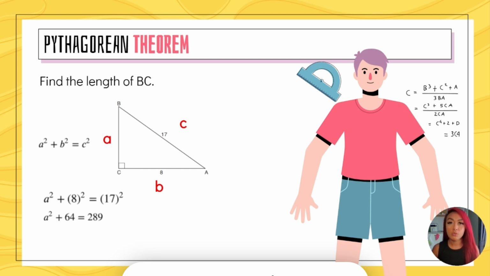And now we'll just use inverse operations to solve for A. Subtracting 64 on both sides, we get a squared equals 225. Then we'll take the square root of both sides and we get a equals 15. So the length of side BC is 15.